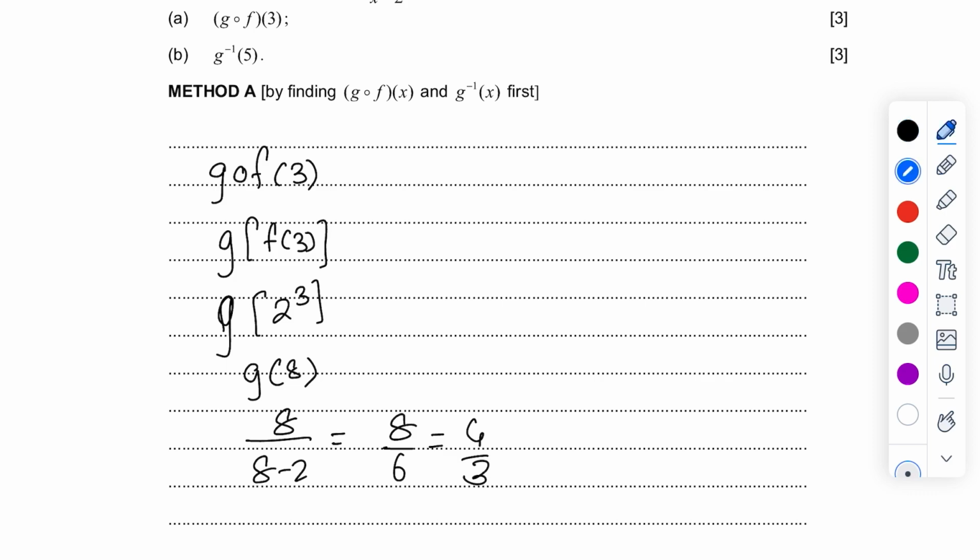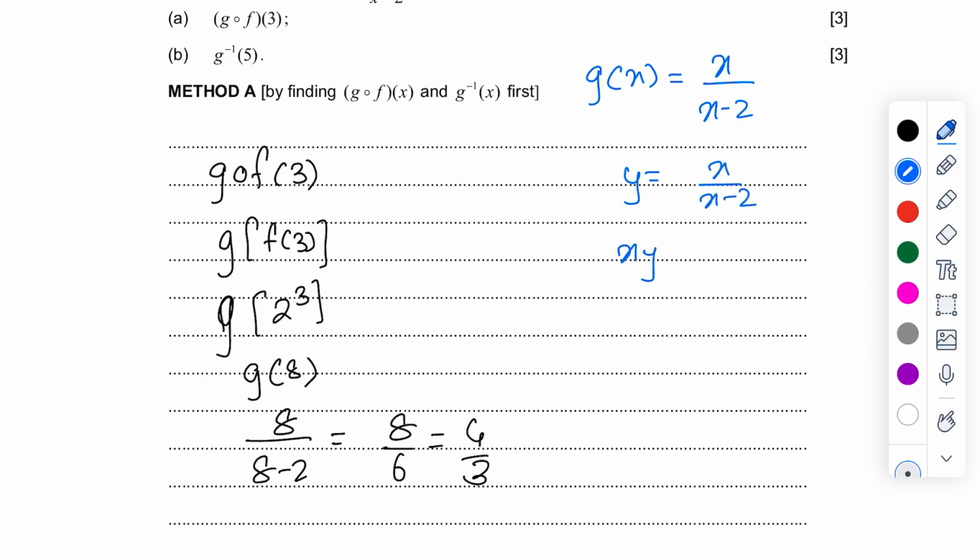Part B is asking g inverse of 5. So first of all, find g of x. g of x equals x upon x minus 2. So y equals x upon x minus 2.